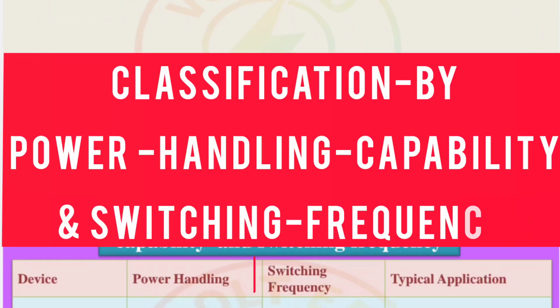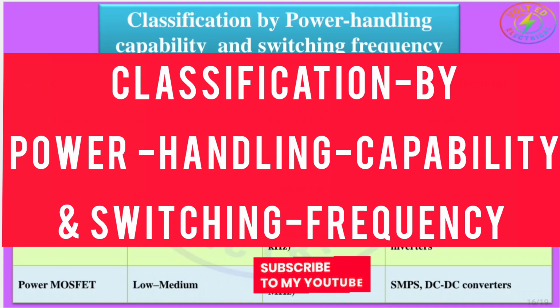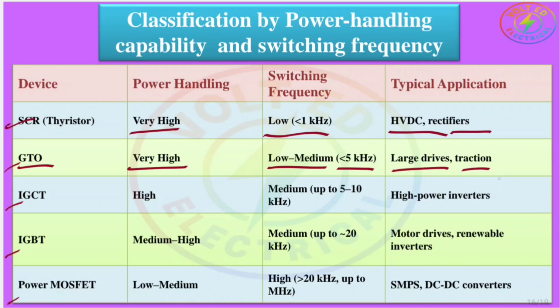So let's move to the next classification, that is classification by power handling capability and switching frequency. So these are the devices: SCR, GTO, IGCT, IGBT, power MOSFET. The power handling capacity of this SCR is very high, but its switching frequency is low, less than 1 kHz, and application in HVDC and rectifiers. Now if we talk about the GTO, it has very high power handling capability. The switching frequency is low to medium, less than 5 kHz. Its application is in large drives and traction systems.